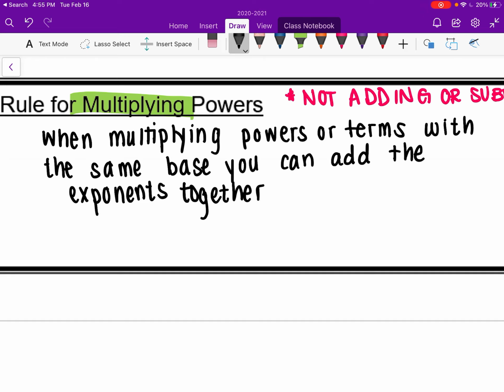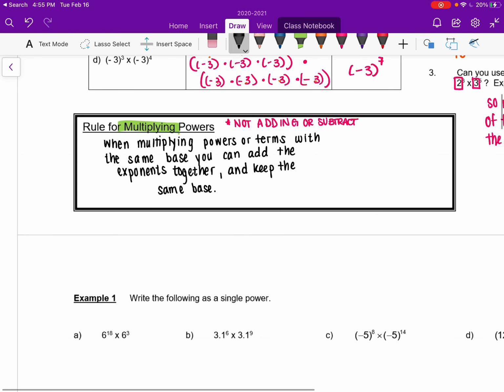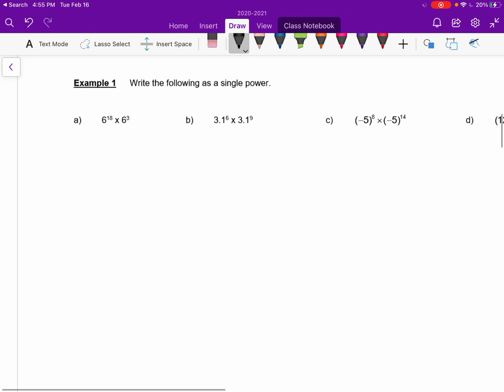So you can add the exponents together and keep the same base. Cool? And that's your answer. So I'm just going to go in and write these as a single power.